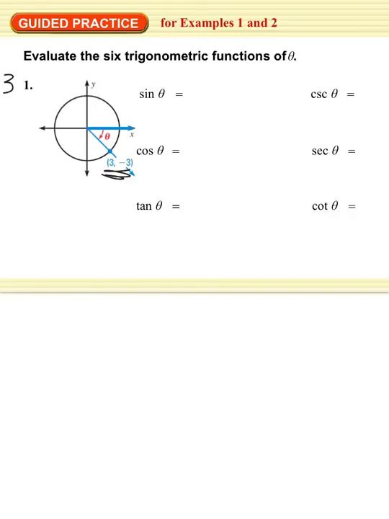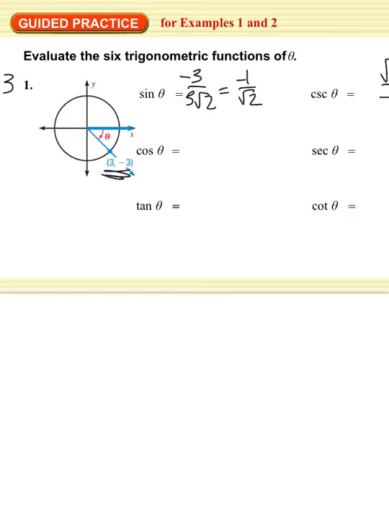Okay, so let's do our trig functions. I know sine is y over r, so I've got negative 3 over 3 root 2, which is negative 1 over root 2. First, let's find cosecant theta, because I can just take the reciprocal of sine theta, and I have root 2 over negative 1, which is just negative root 2. So I'm done with that one.